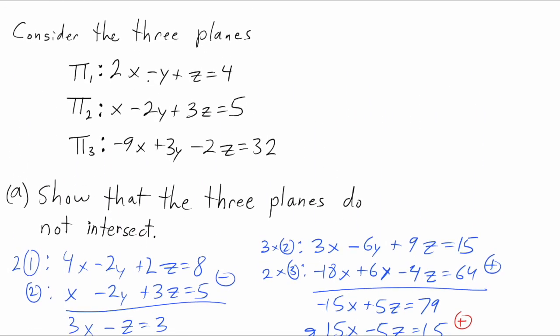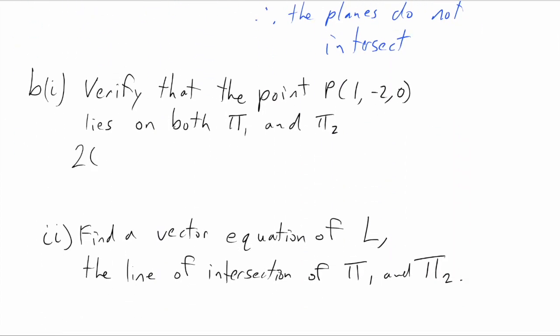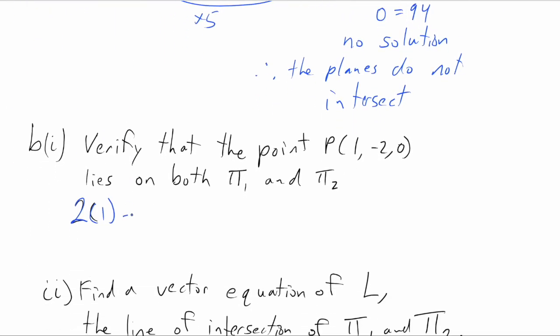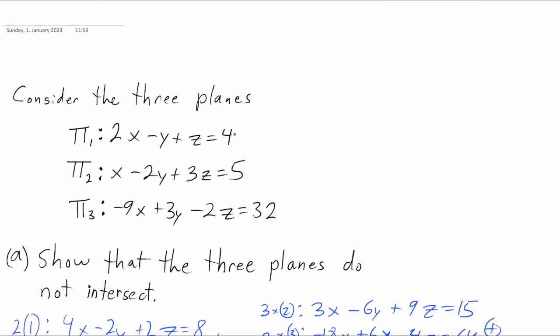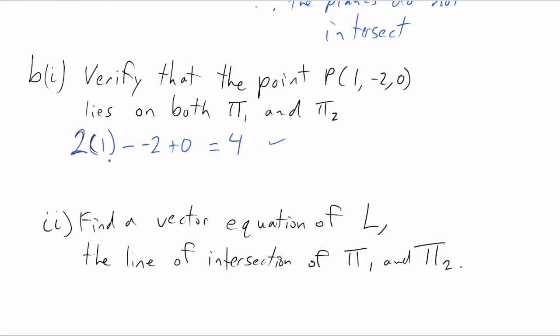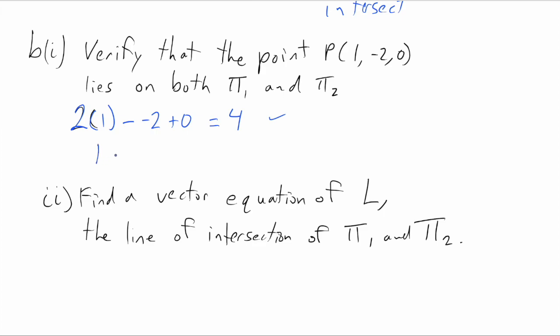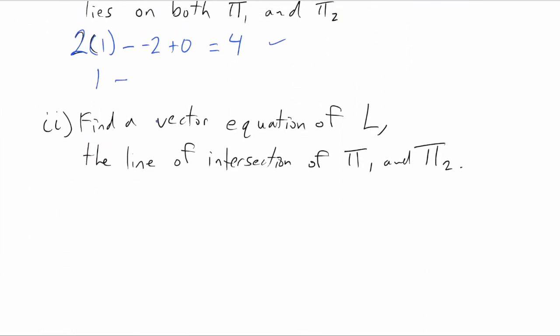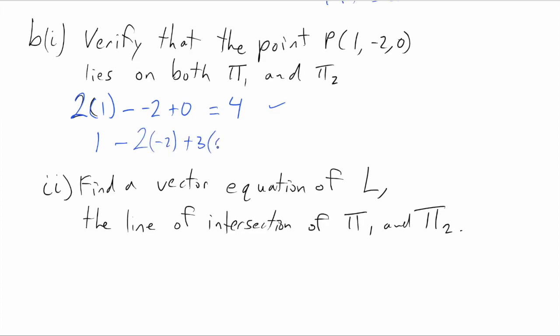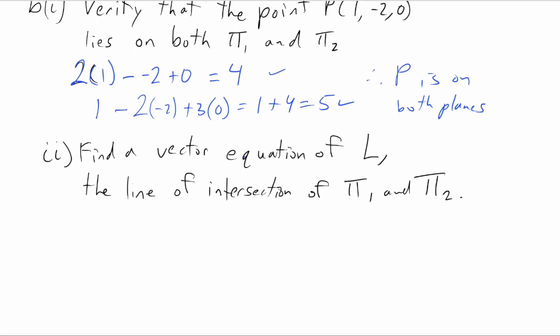Into the plane. So let's substitute into the first one. We have 2 times 1 minus y plus z. So that's minus negative 2 plus 0. That does equal 4, which matches the equation. And the other one is x minus 2y plus 3z. That does equal 1 plus 4, which equals 5. Therefore, P is on both planes. Okay, that's pretty simple work there.